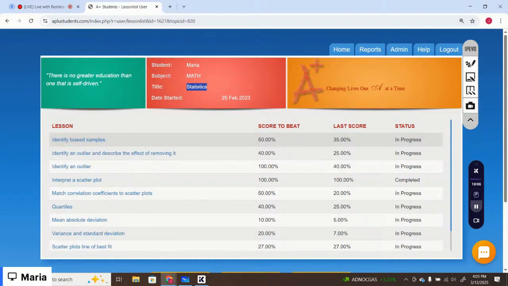The chapter we are on right now is statistics. Let's just start with the first lesson, that is identify biased samples.